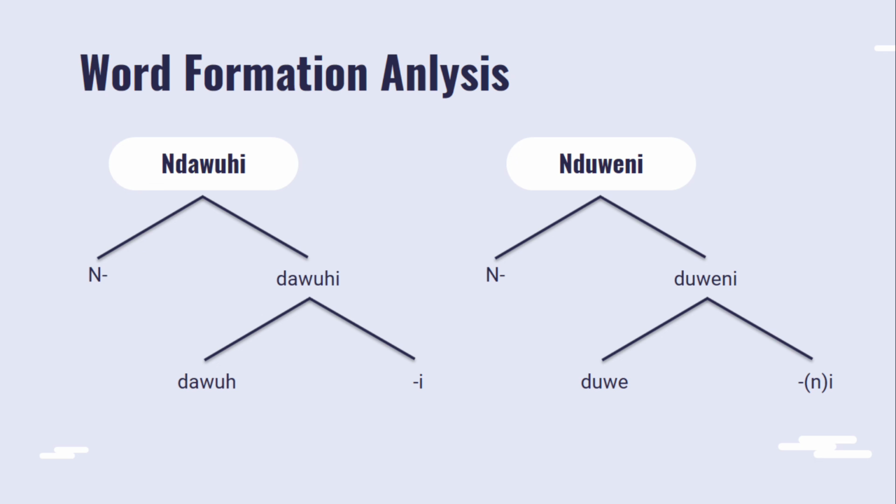And our last point is to analyze how the word is formed. Here is an example of the word dawuhi and duweni. From this word, the closest formation is by adding the prefix n to dawuhi, and then dawuhi itself divided into two parts again, that is dawuh and suffix e. For duweni, divided into two parts, that is prefix n and duweni. From duweni, divided into two parts again, that is the root of the word is due, and then suffix ni.